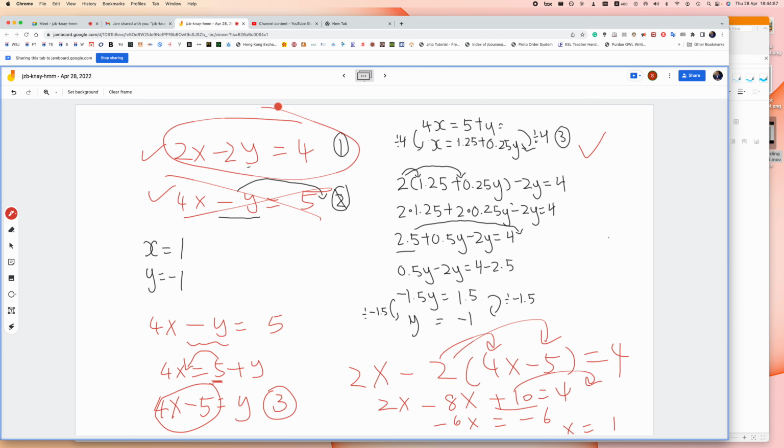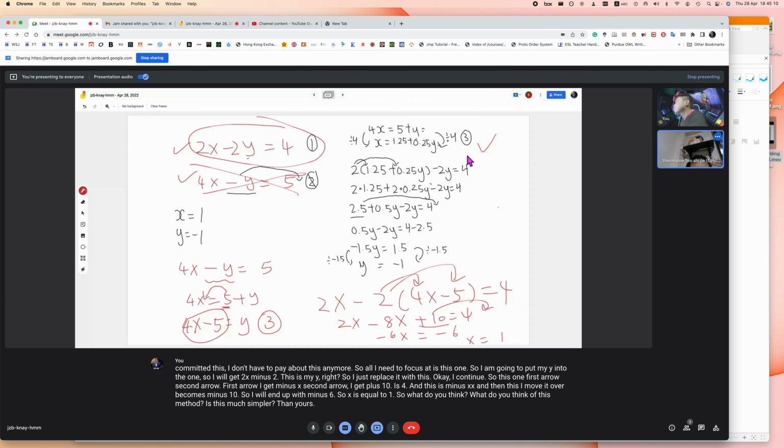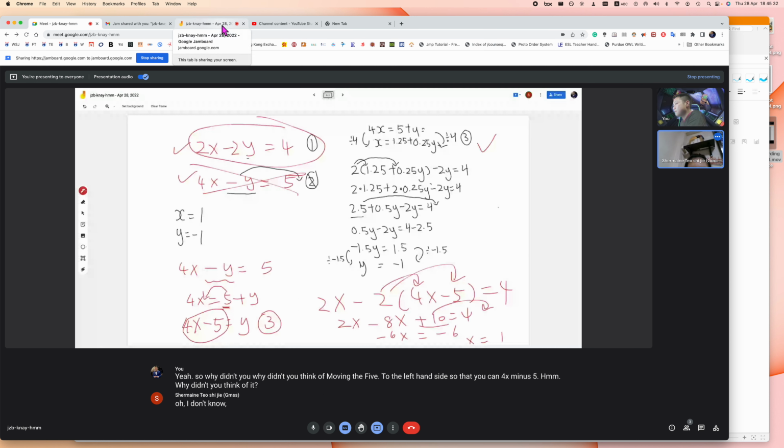So what do you think of this method? Is this much simpler than yours? Yeah. So why didn't you think of moving the 5 to the left hand side so that you get 4x minus 5? Why didn't you think of it? I don't know.